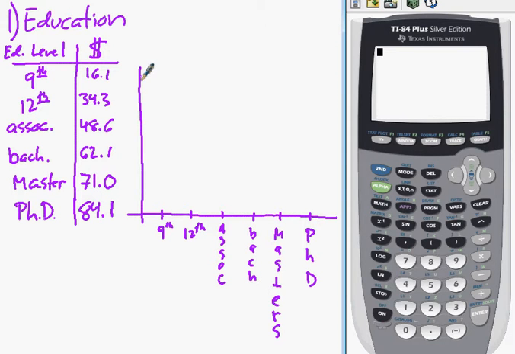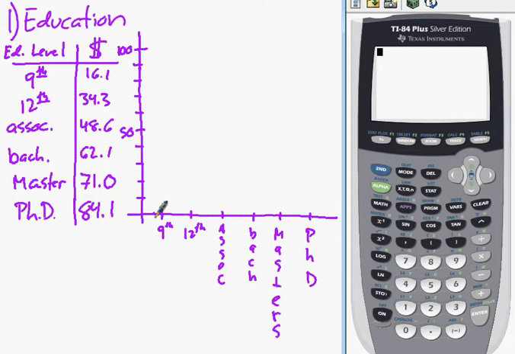Let's see, I'm going to make that a little bit taller. I'll make this maybe 100, which will make that 50. I'm then going to cut this into 10, 20, 30, 40, 50, 60, 70, 80, 90, and 100. And now I can make my bars. Now for a bar graph, the bars typically don't touch each other.